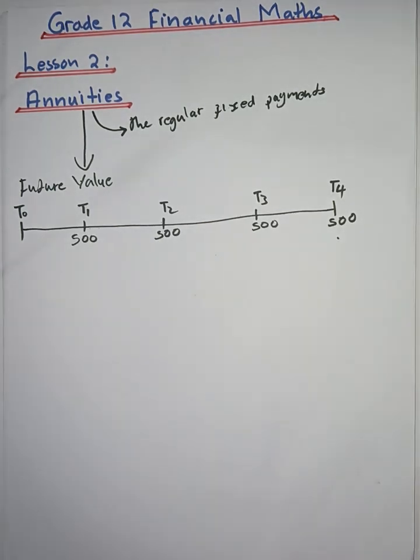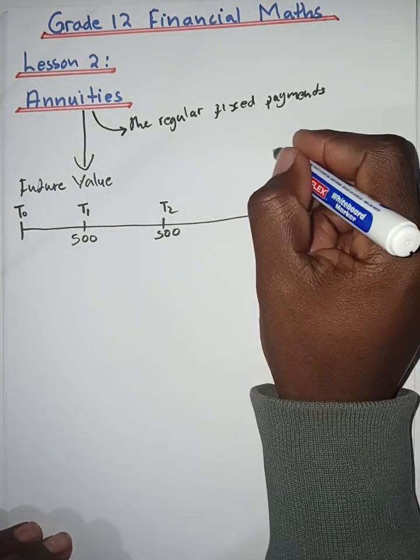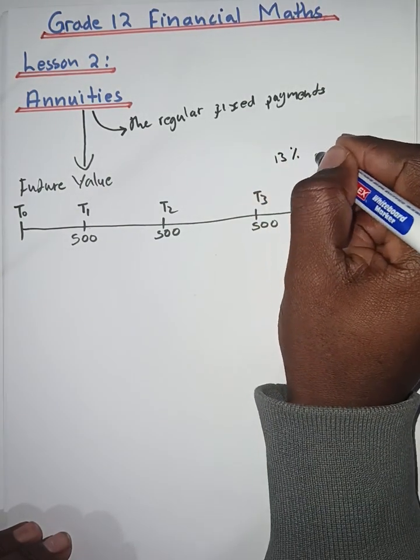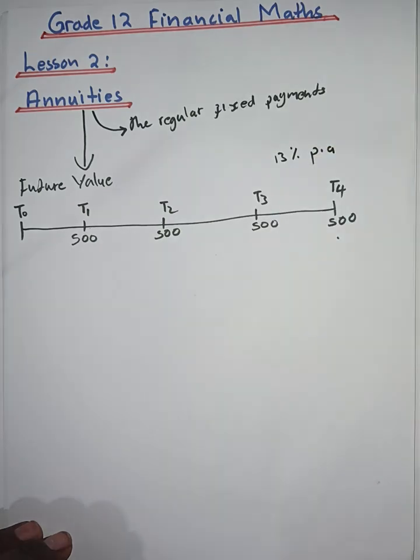It after 4 years. Now suppose they say they gave us an interest of, let's say, 13% per annum compounded, let's say annually, in this case yearly. So that would be 13% per annum compounded annually.